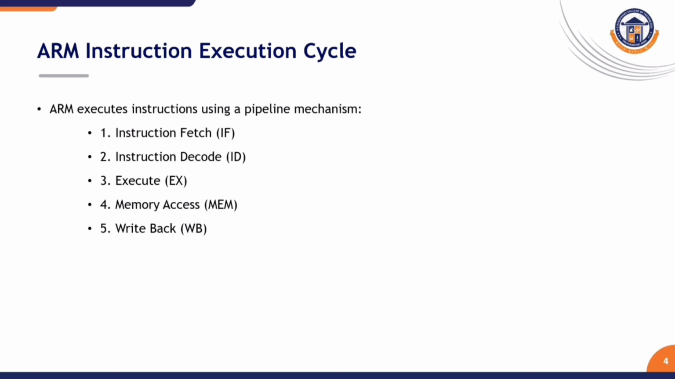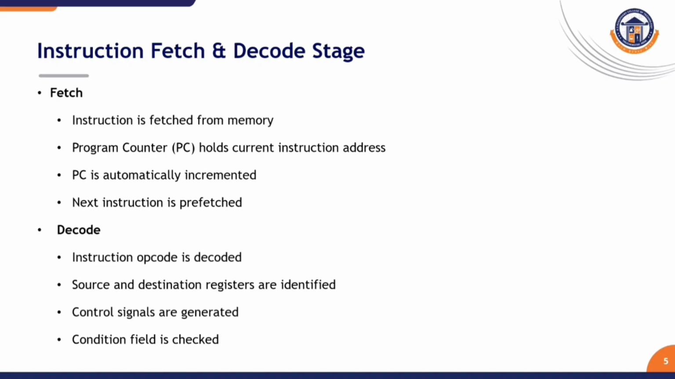Next, we are going to discuss the topic instruction fetch and decode stages. Generally, the instructions are fetched from the memory into the processor, it performs some operations, and it will again use the results. First, we will discuss instruction fetch. The instruction is fetched from the memory. The program counter holds the current instruction address. The PC is automatically incremented to the next address. The next instruction is prefetched for smoother operation.